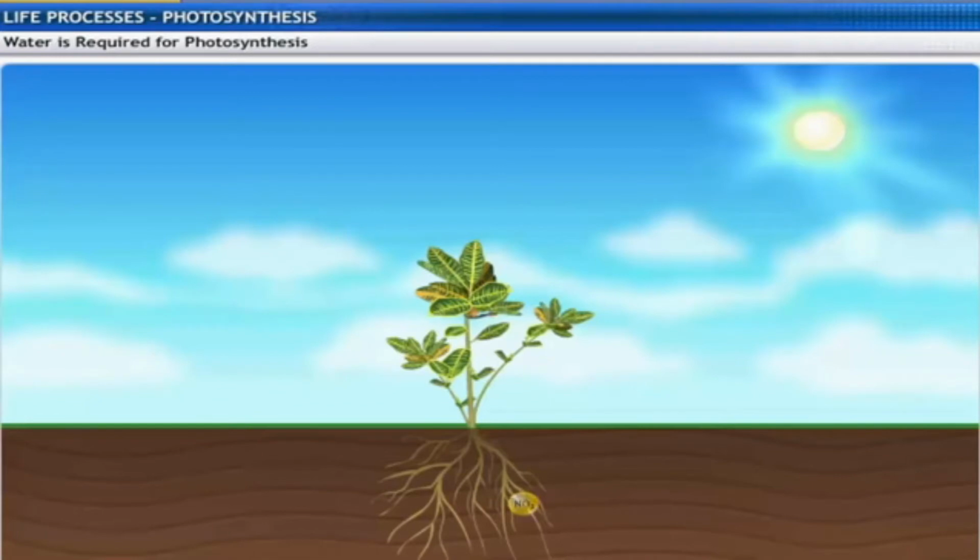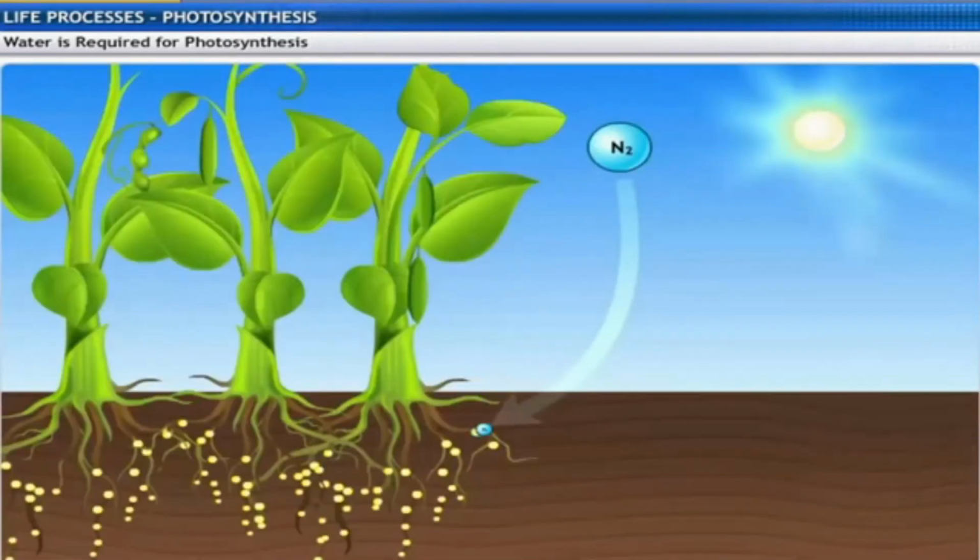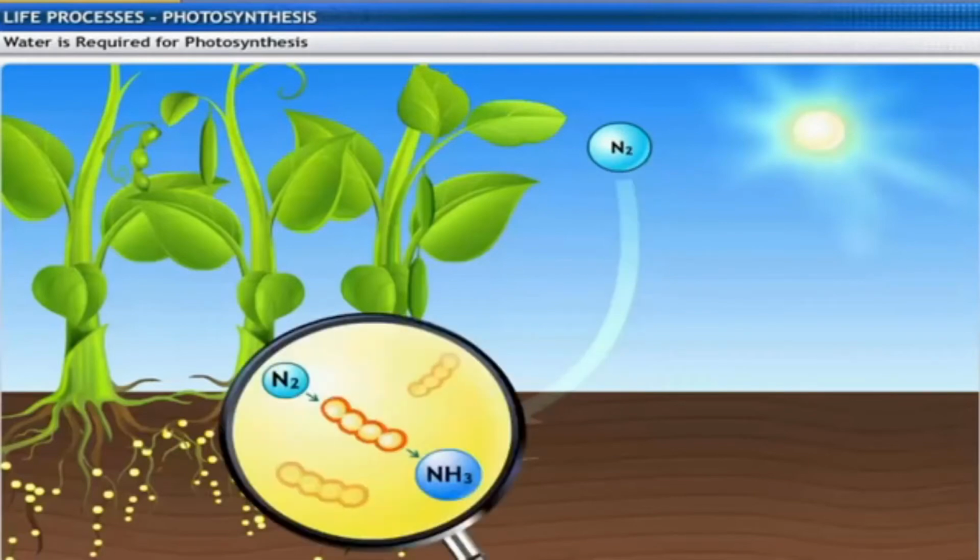Nitrogen is taken in by plants in the form of inorganic nitrates or nitrites. Bacteria convert atmospheric nitrogen during nitrogen fixation, which are then utilized by the plants in the form of ammonia.